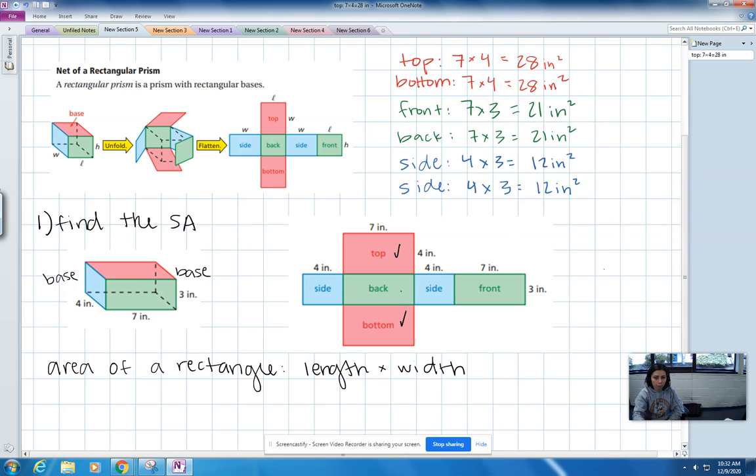Okay, now that I've found the area of all the different faces, all these rectangles that make up my net, I'm going to add them all up to get my final surface area. In this section, you will be allowed to use a calculator for both the multiplication parts and the final addition at the end. So if I take my handy dandy calculator, I add all this up, I end up with 122 inches squared. And that is my final surface area, 122 inches squared.